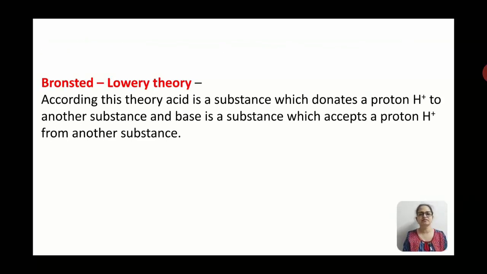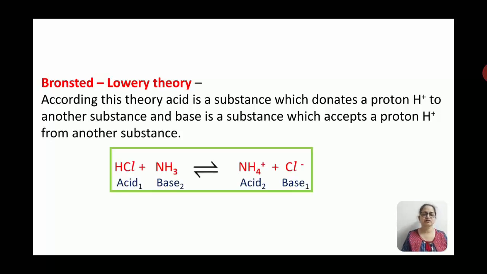The second theory which we are going to see is Bronsted-Lowry theory. According to this theory, acid is a substance which donates a proton, that is H plus, to other substance, while base is a substance which accepts a proton from another substance. For example, you can write a simple equation like HCl plus NH3 will give you NH4 plus Cl minus.